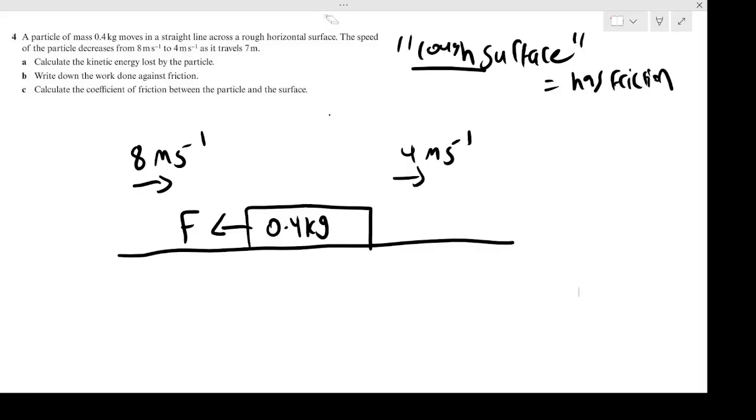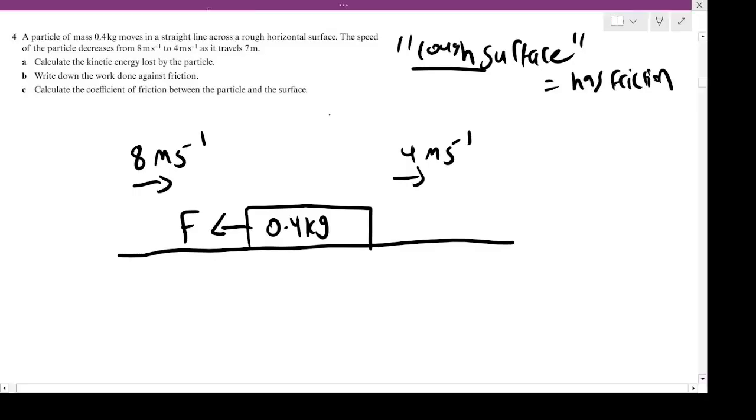There's no mention of any sort of driving force. It's not necessarily a car or anything like that. There doesn't have to be a force moving forward. Not necessarily.